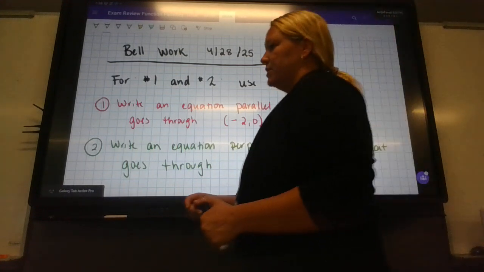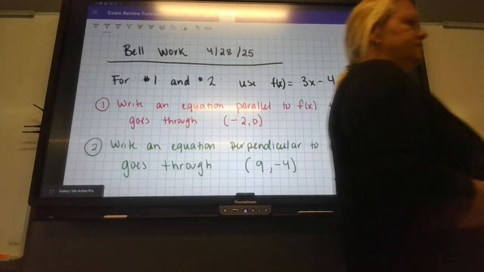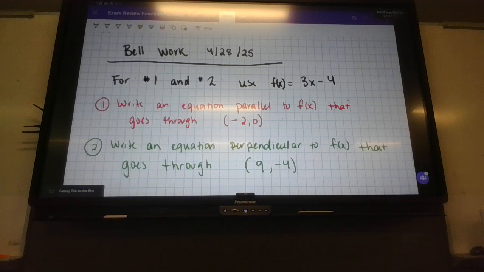So you can go into Desmos.com and take a look at the line and try to troubleshoot. Well, how would I make a parallel line? How would I make a perpendicular line? I'm going to grab it by hand.